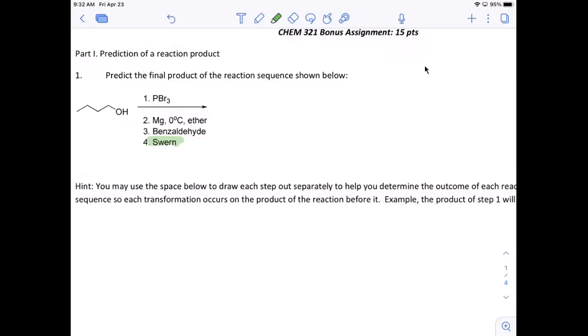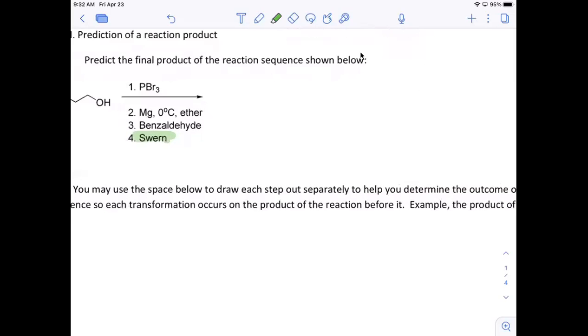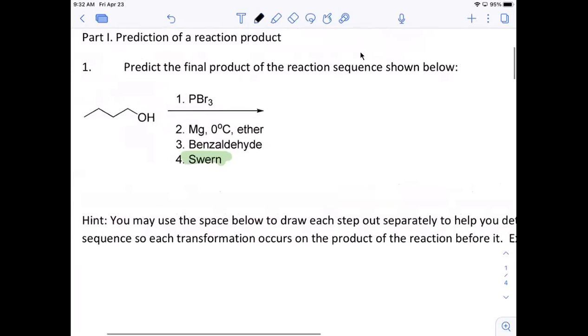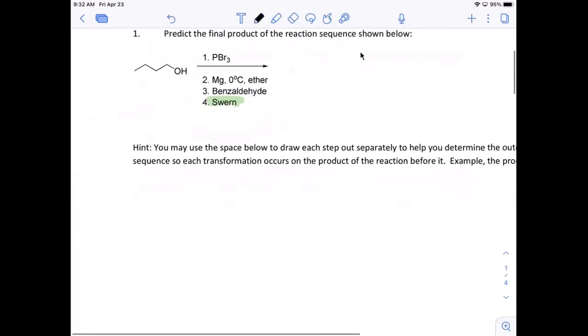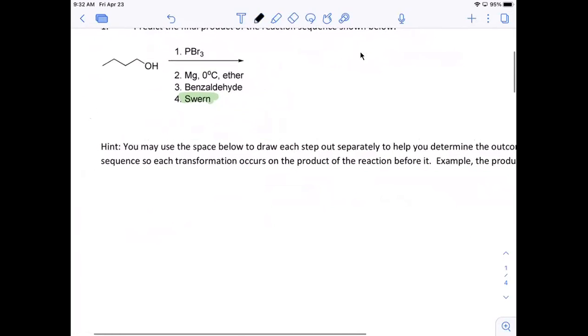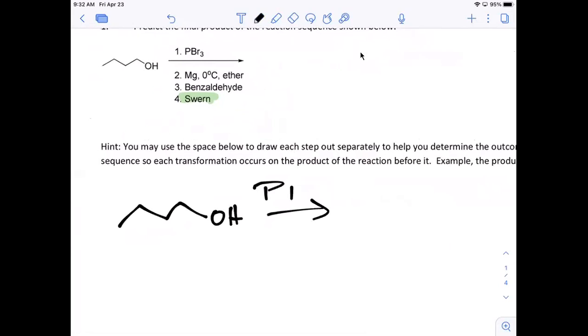All right, so Brittany, for step one, what's the product of step one? So it's going to be the same skeletal structure that OH has, but instead of OH being there, wouldn't it just be Br? Yes. So that PBr3 is a way to convert alcohols into alkyl halides, right? So we're going to do that first.